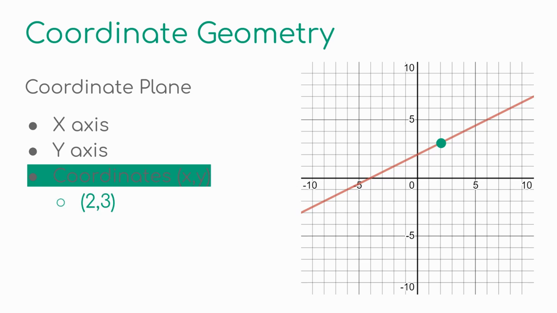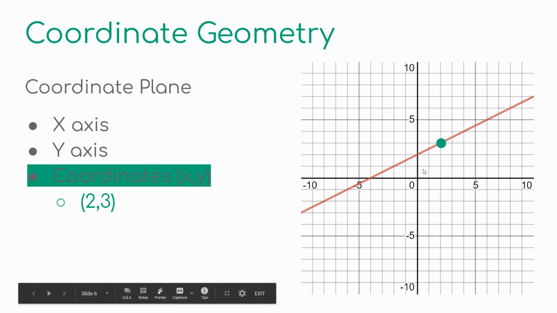The x is how far right or left, so we went to the right 2 and then up 3. So we would write this point as (+2, +3), because we went right 2, up 3. If we were going to the left, the x's would be negative. If we were going down, the y's would be negative.